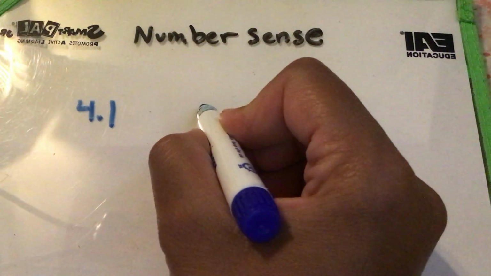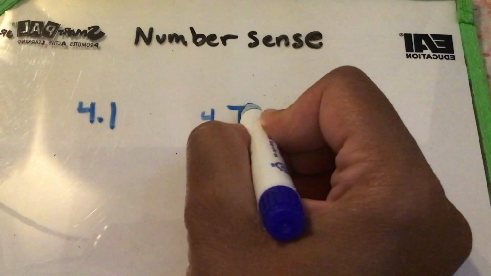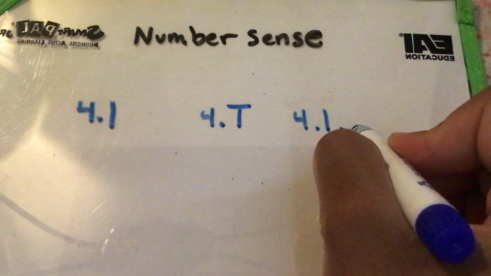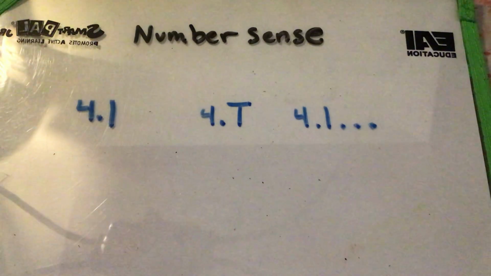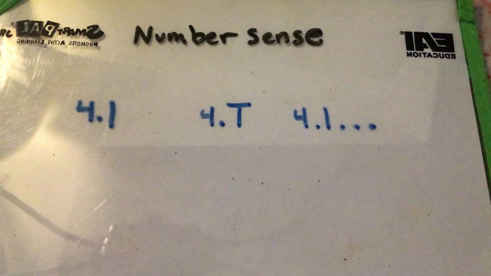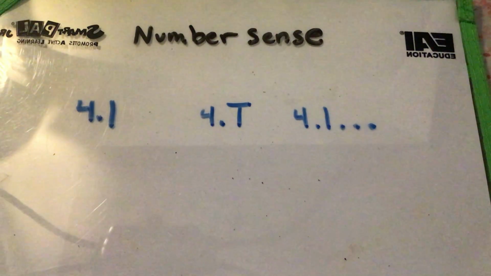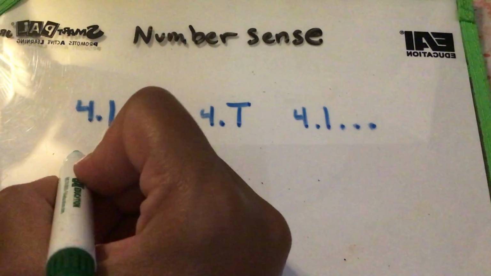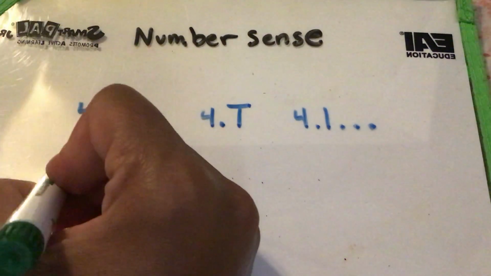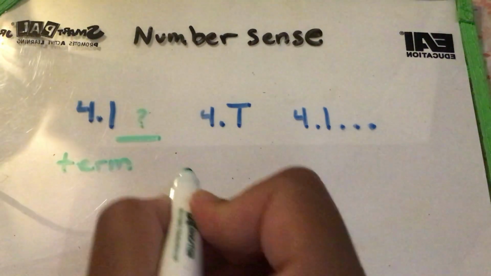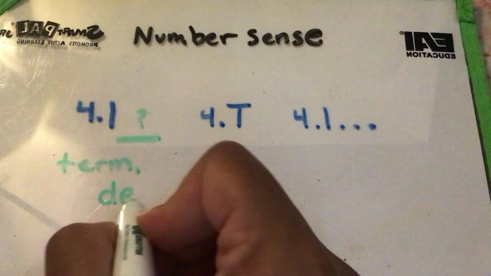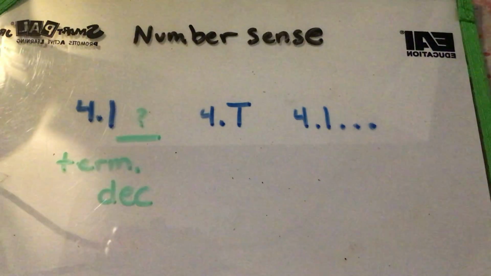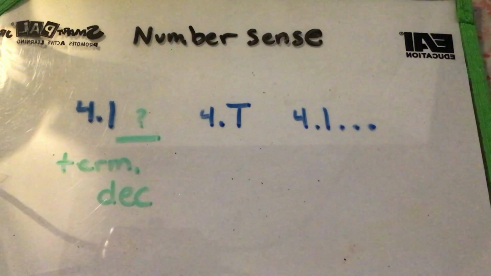There we go. 4.1 and 4.1. All right, so our first value, 4.1, you're going to notice that there's nothing after it, which means that this is a terminating decimal, which means that it stops. There's nothing after the 1. There's no indication that it goes on past the value of 1.